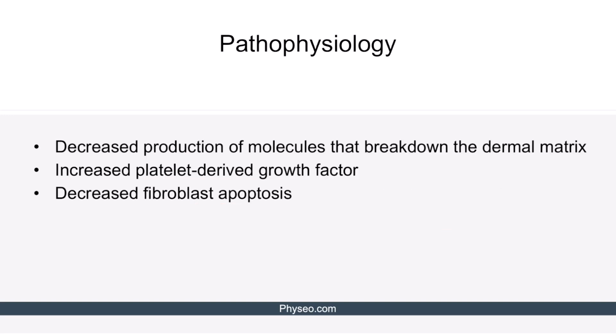Now, other mechanisms that lead to the formation of keloid scars include decreased production of molecules that break down the dermal matrix. For example, a loss of matrix metalloproteinases. And in keloids, there's also increased amounts of platelet-derived growth factors. And there's decreased fibroblast apoptosis. So hopefully you can gather that keloids really are a product of too much myofibroblast activity, too much collagen, there's contraction, and there's not enough destruction or inhibition of some of those activities.